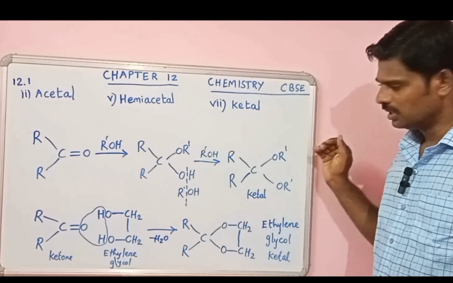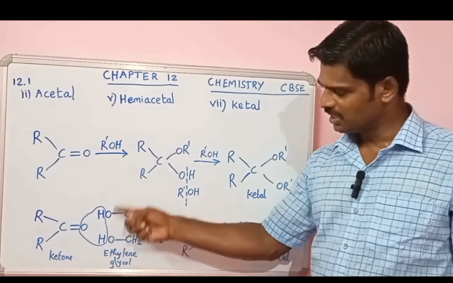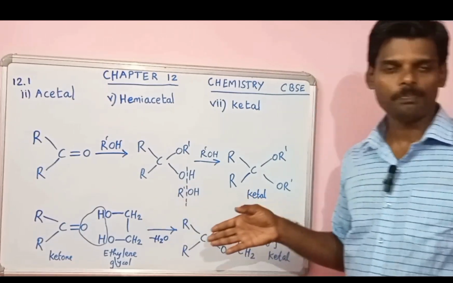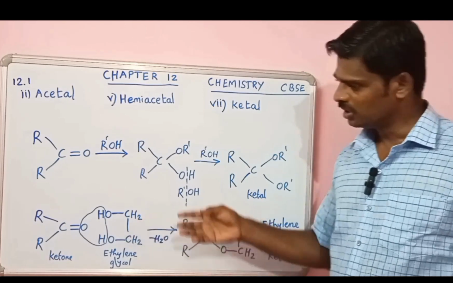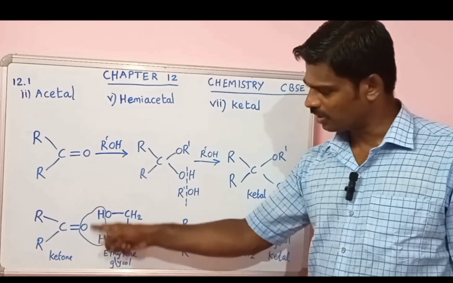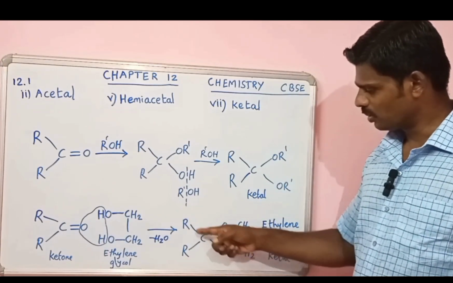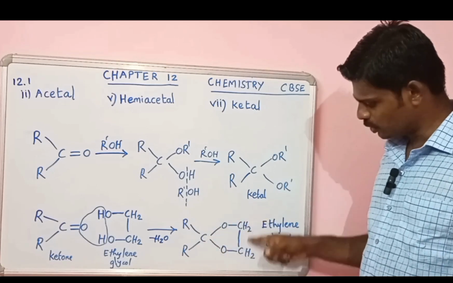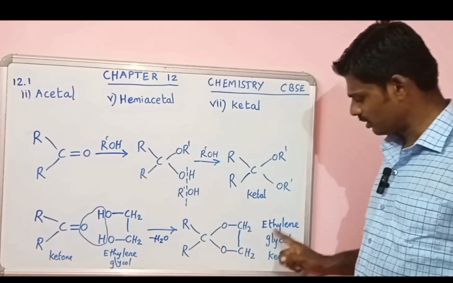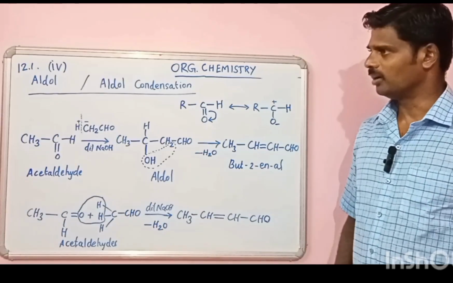This is a typical reaction for the ketal, and we have the special case of ethylene glycol, which has two alcohol groups in one molecule. This reaction is actually in your CBSE NCERT book. The ketone reacts with ethylene glycol, one molecule of H2O goes out, and we get a ring-like structure: R, C, R, then O, CH2, CH2, O. The final product is derived from ethylene glycol, so it is the ethylene glycol ketal.